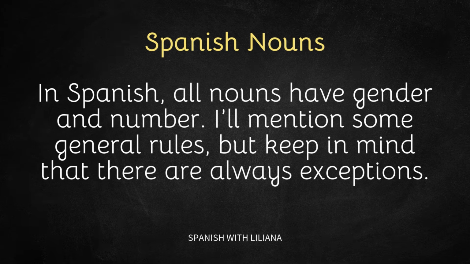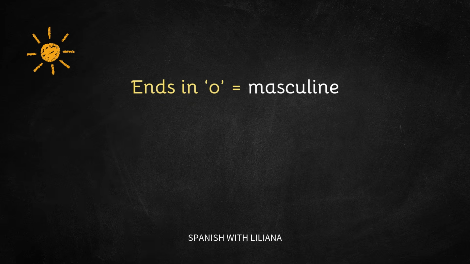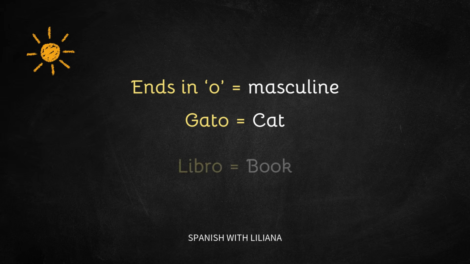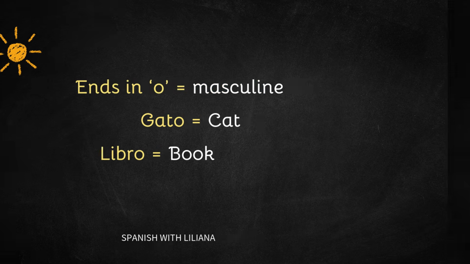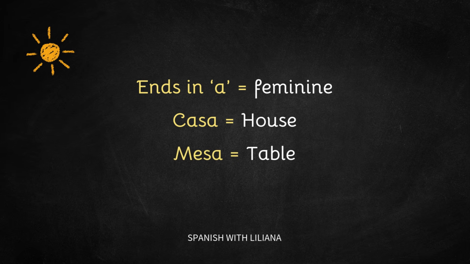In Spanish, all nouns have gender and number. Let's take a look at some general rules, but remember that there are always exceptions. For the most part, nouns ending in O are masculine. For example, gato, cat, libro, book. And nouns ending with the letter A are feminine. For example, casa, house, mesa, table.